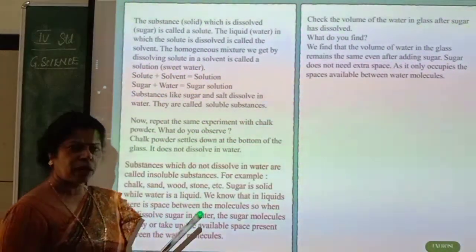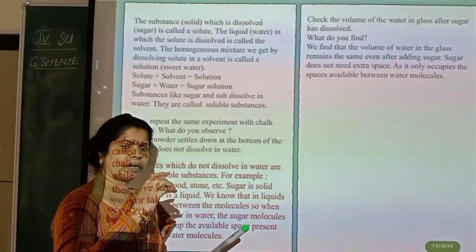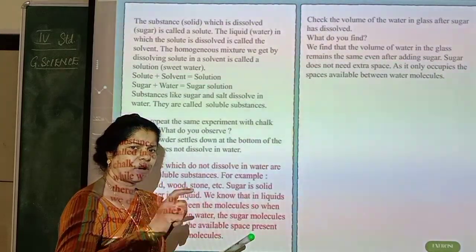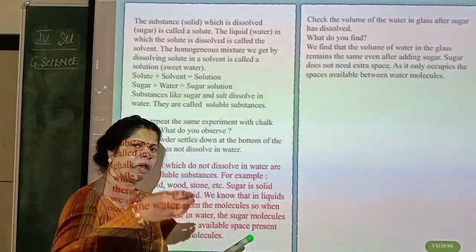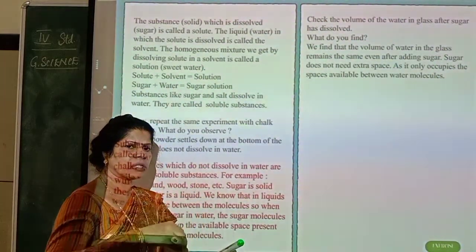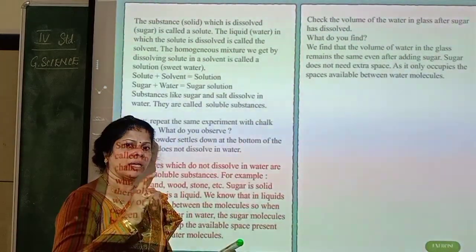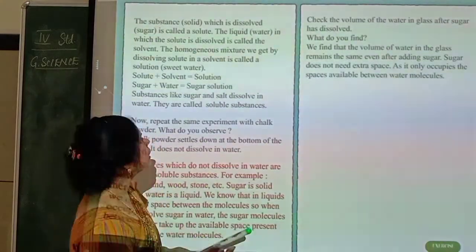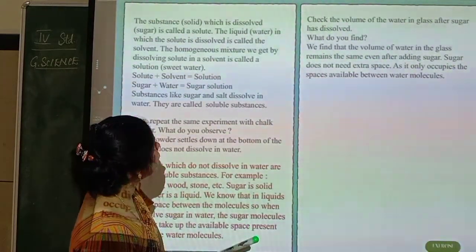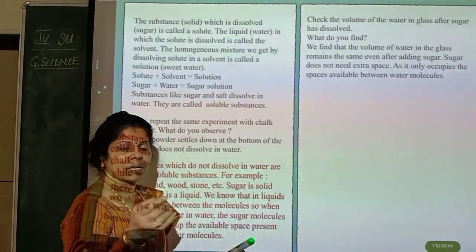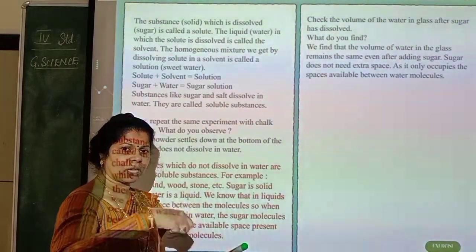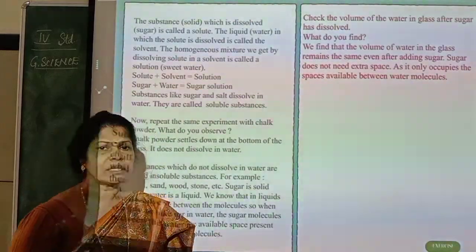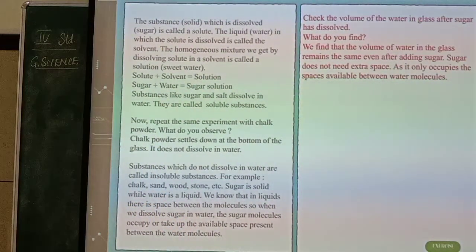So children, you are taking water, and in water what you are going to put? You are going to put sugar. Okay? Sugar is in solid form, water is in the liquid form. You are going to put sugar into this water. What happens? Sugar is solute. And water is what? It is a solvent. So what happens? Sugar is dissolving in water if you stir it. Then we call it a sugar solution.